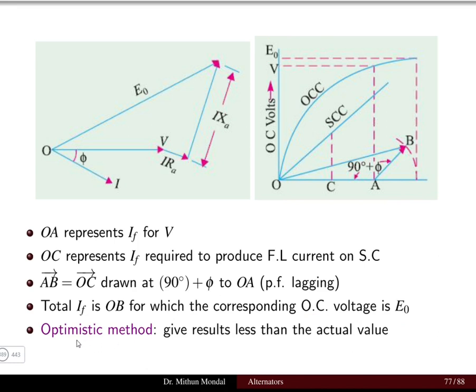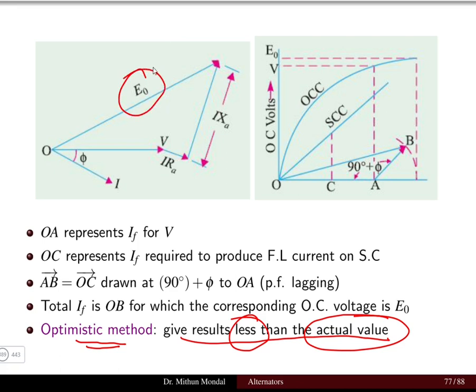Now this is the optimistic method, and it is the converse of the EMF method. It gives a result less than the actual value. So it will be giving you less value than the actual. In the EMF method we were getting the pessimistic result, that is, more than the actual value. So both the methods, EMF and MMF, are not giving accurate values of E naught.